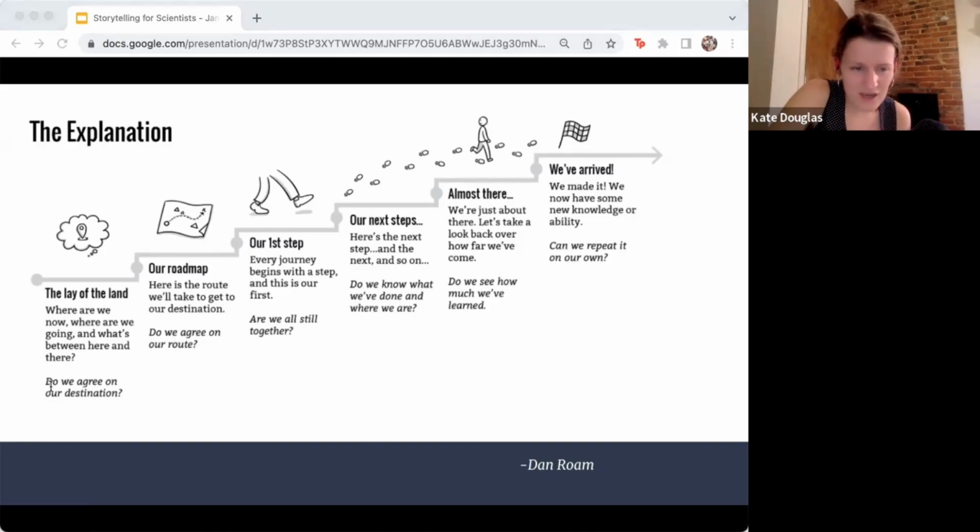So actually, I wanted to try another little writing step here. Let's write a sentence for your lay of the land. Actually, pick one of these steps that you would like to write a sentence about. Like it might be the lay of the land, which is similar to your what is slide, or it might be a roadmap slide offering.